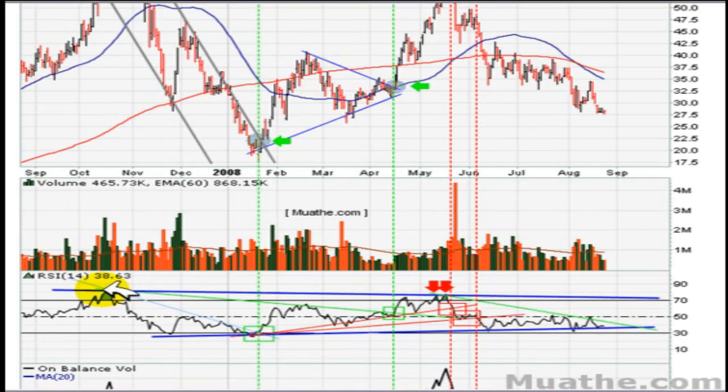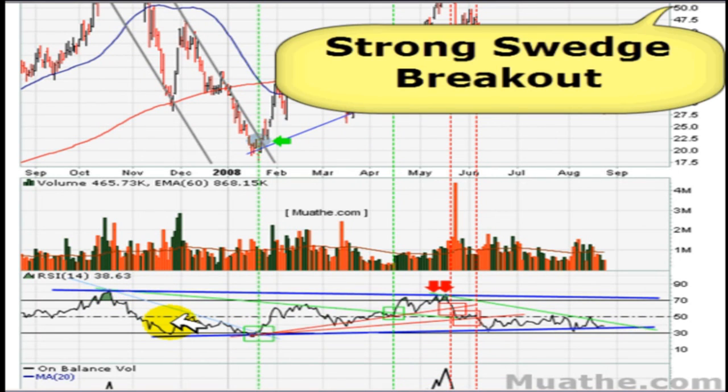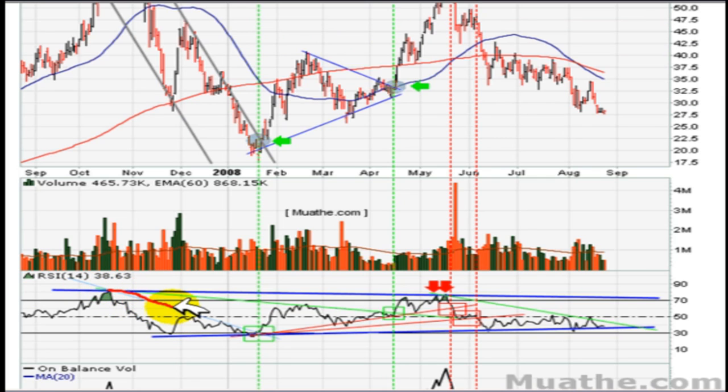And you can see when we get the fast wedge breakout right here, this is a significant high. This wedge breakout right here did actually move the stock from around 0.20 all the way to just above $40. So that's a 100% move in under a month. So this significant high makes this a strong wedge breakout.